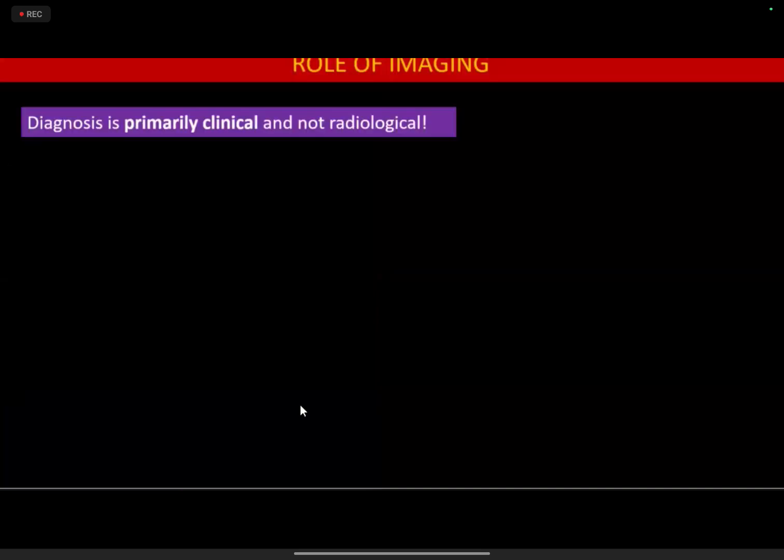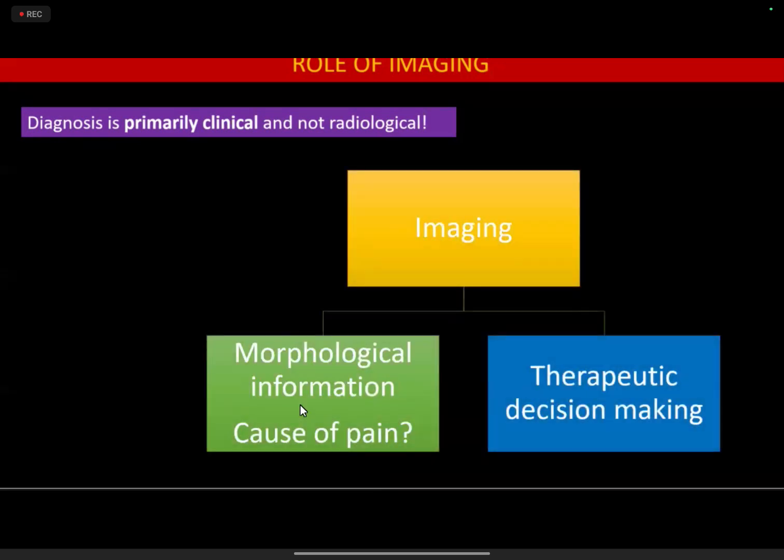The diagnosis of ankle impingement is primarily clinical and not radiological. So you may ask, what is the rationale of this talk if impingement is diagnosed clinically? The goal of imaging is to provide morphological information: what is the cause of pain, are there any corroborative anatomical findings leading to impingement, and are there any associated pathologies which may change the treatment outcome? Using imaging, we can also do therapeutic decision making after discussion with our clinicians and aid in guided interventions.